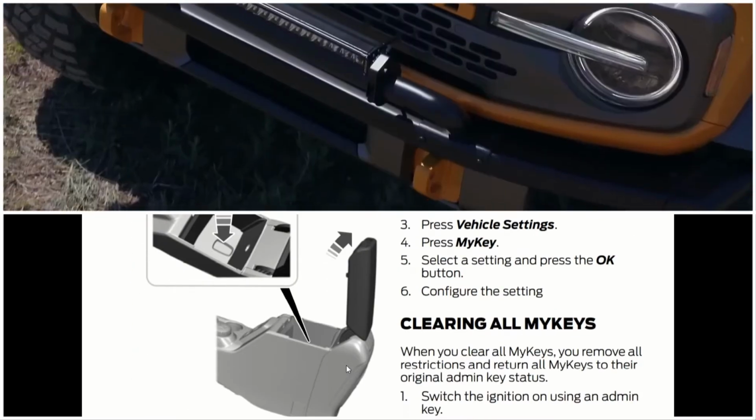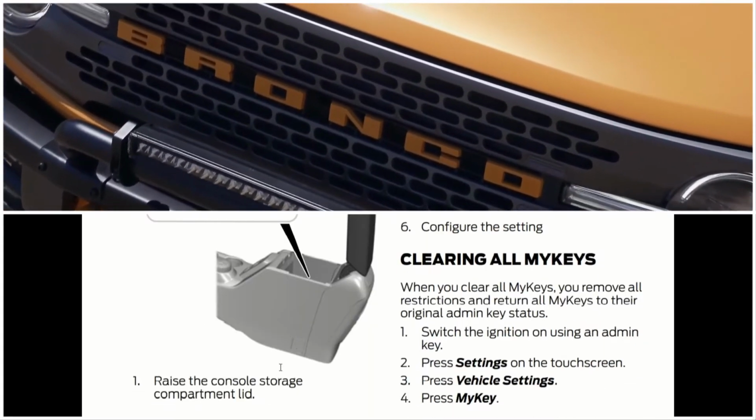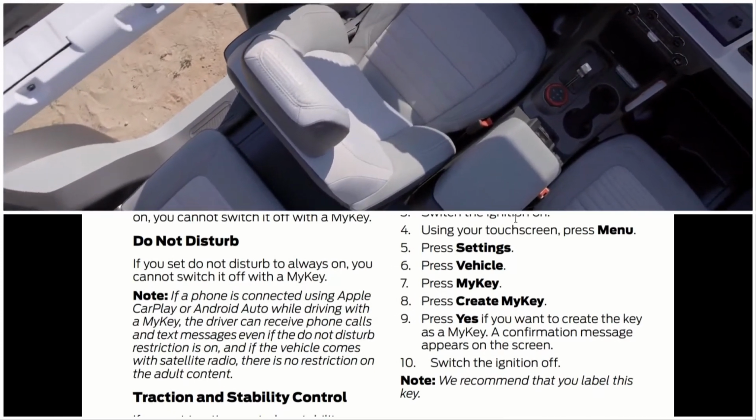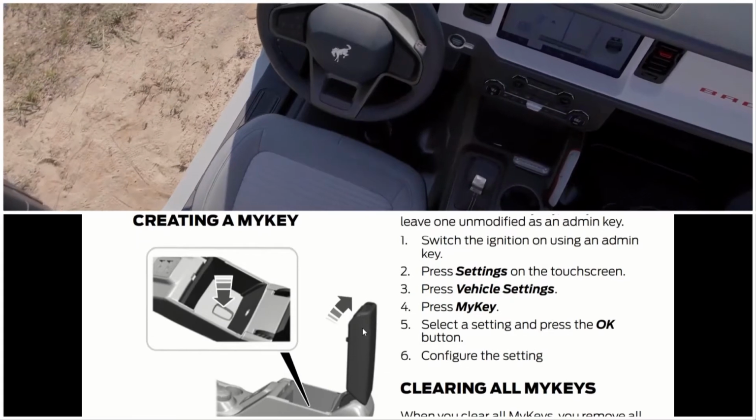And again, creating a MyKey, and this is where you place the key. You raise the console storage compartment lid. Place the intelligent access key in the position shown, which you see right here.